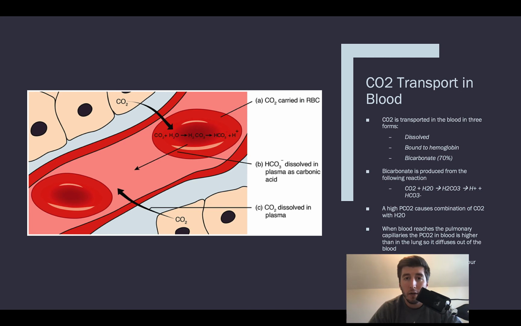By transporting the CO2 in blood, we're able to get that CO2 back towards the lungs. When that CO2 gets to the lungs, it's going to be in a higher concentration in the plasma than it is in the lungs, right? It's going to be high in the plasma and low in the lungs. So we're going to have a diffusion of CO2 out of the blood and into the lungs, so that we can exhale the CO2 out.